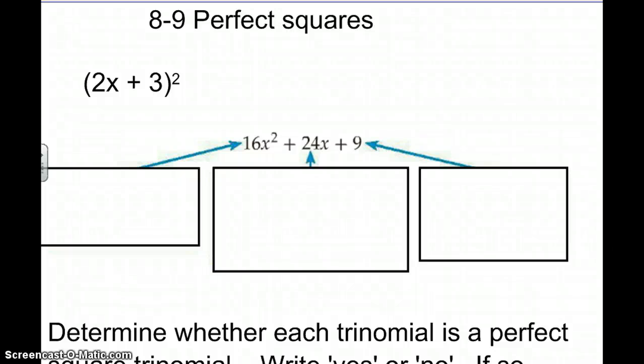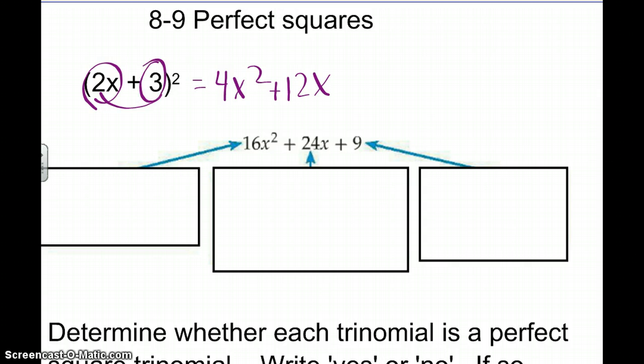So today's lesson is on perfect squares and factoring them. If we start with (2x + 3) squared, we can expand this. The first term squared is 4x squared. Multiplying the middle two, 6x times 2 would be 12x. And the last term, 3 squared, would be 9. If you notice, there's a couple properties that they have.